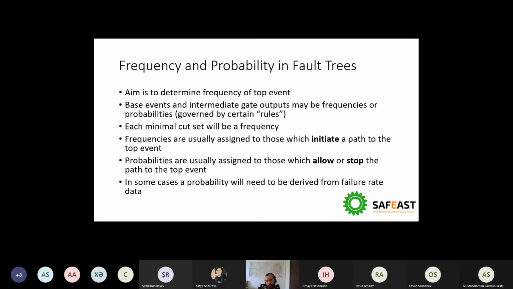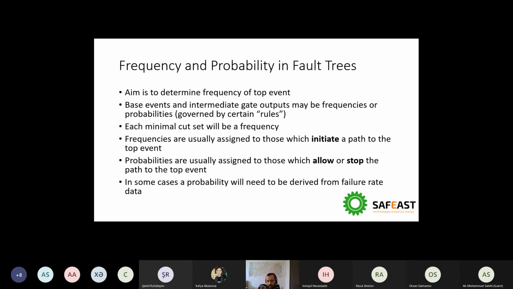So when you use frequency and probability in a fault tree, at the end of the day you are interested in determining the frequency of the top event, which is at the top of your tree. Base events and intermediate gates could be a combination. Some of them could be a probability, but some of them could be a frequency. But they are definitely governed by certain rules, which I will tell you in a minute.